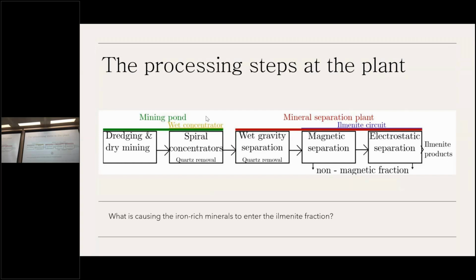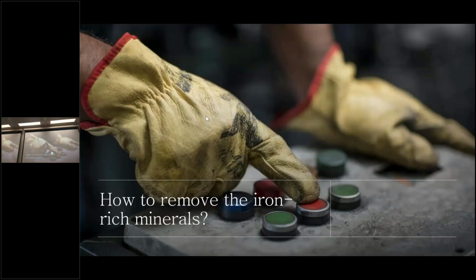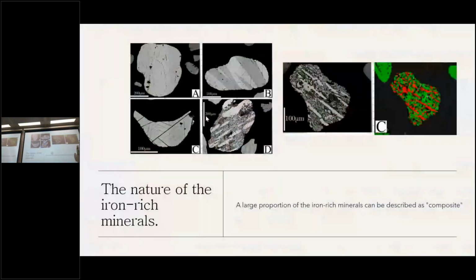But what about ulvospinel and hematite? They're not magnetic, not in these conditions. So how do we tie that with how we might want to remove these iron-rich minerals?